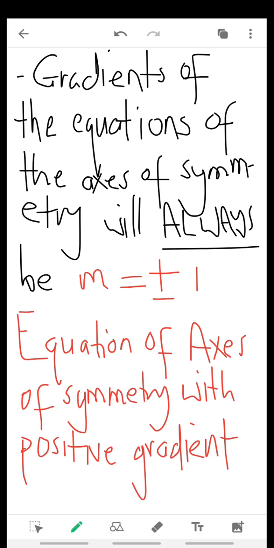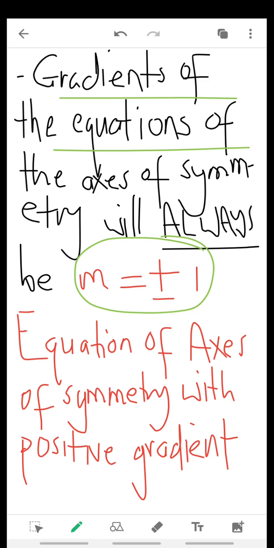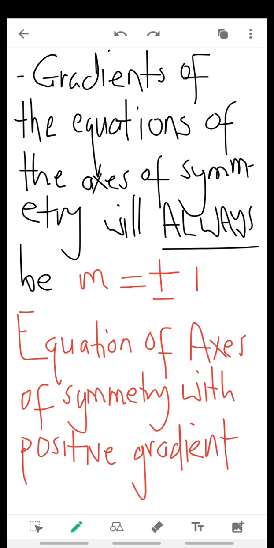Moreover, since we've got two equations of the axes of symmetry, it's very important to know that the gradients of these equations will always be either 1 or minus 1. Very, very important. When we are dealing with the equations of the axes of symmetry, the gradient will either be minus 1 or 1, depending on the specific axis of symmetry that we are dealing with.